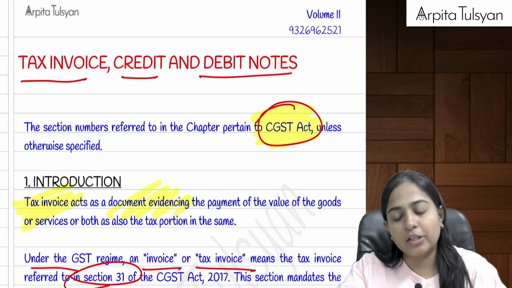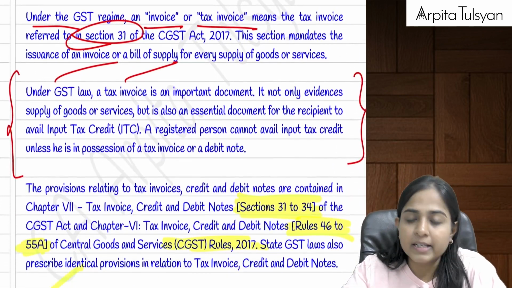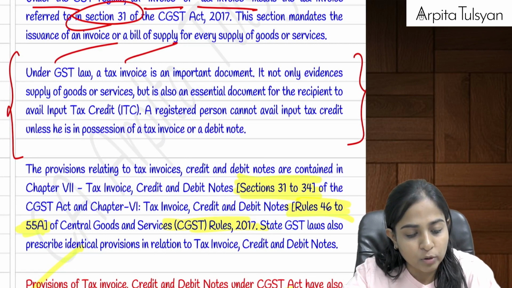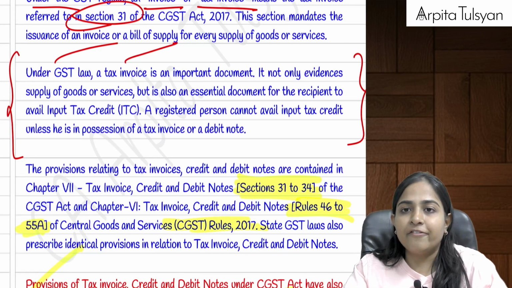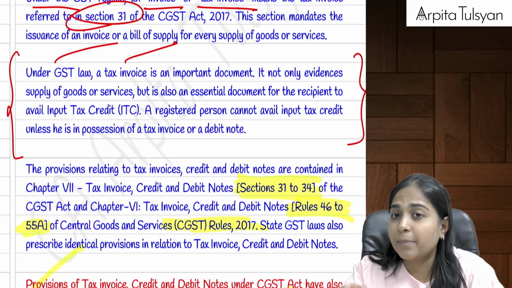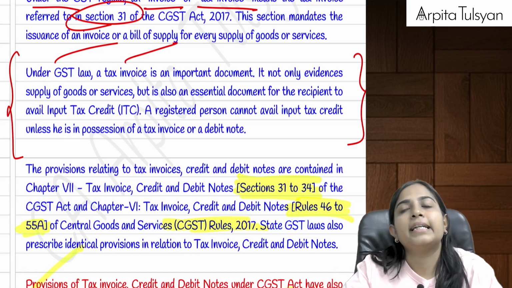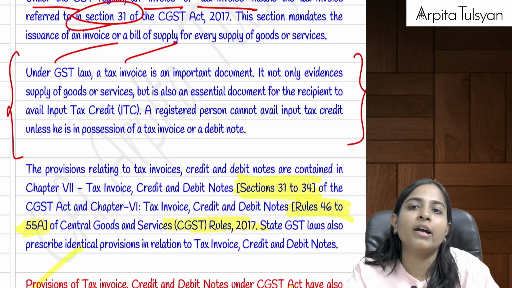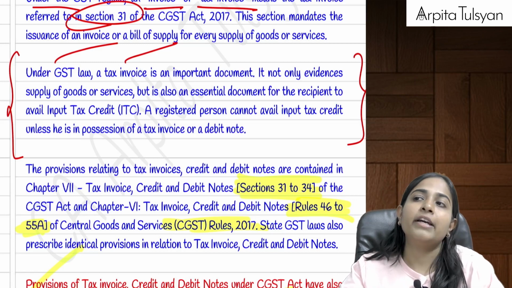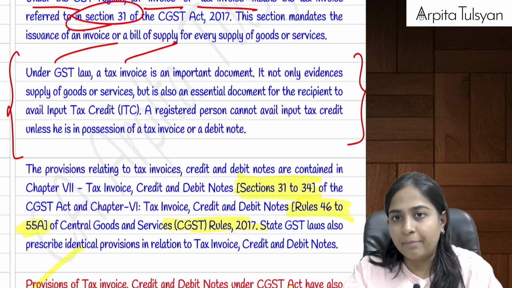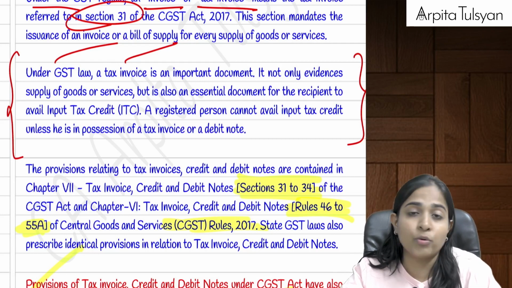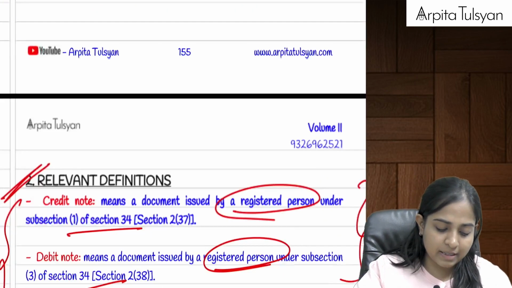In this particular chapter, the first thing that we need to study is about tax invoice. The document that we are going to issue if we are making any taxable supply of goods or services. If we are making any exempt supply of goods or services, or if we are a composition scheme dealer, then in that case we are not required to issue a tax invoice. We will be issuing a document called a bill of supply, right?